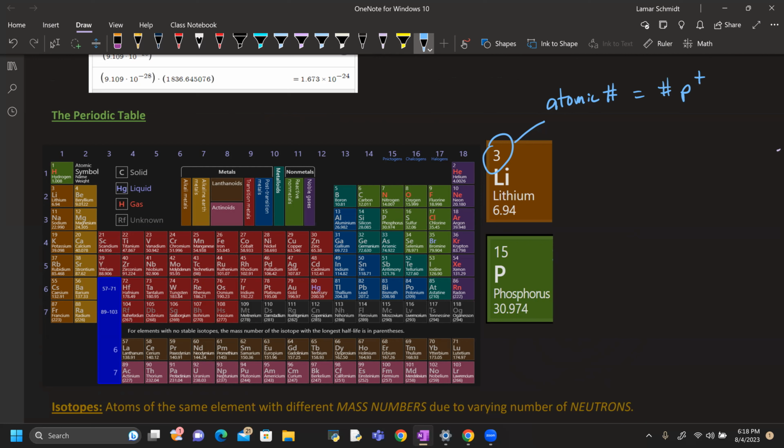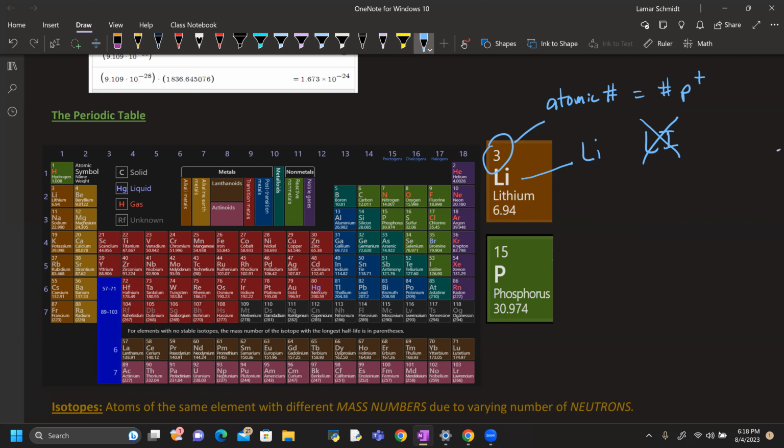So lithium also on our periodic table has a symbol, and that symbol is capital L, lowercase i. When you symbolize an atom, it must appear as it does on the periodic table. For instance, capital L, capital I would be incorrect as a symbol for lithium. It must be written as it appears on the periodic table.